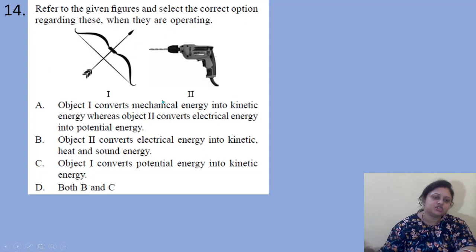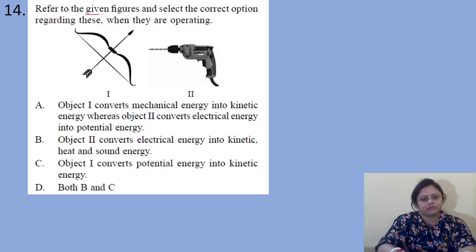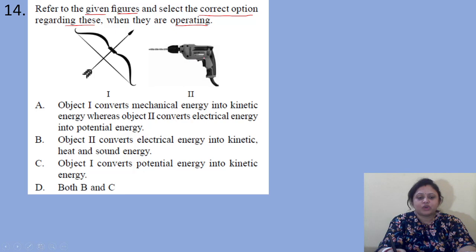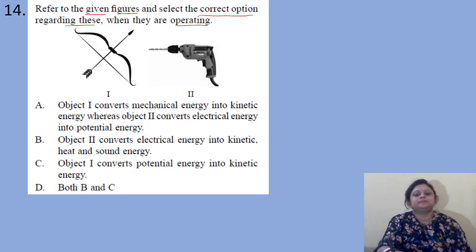Coming to the next question. Refer to the given figures and select the correct option regarding them when they are operating. So two figures, 1 and 2, are there. Options are: A, object 1 converts mechanical energy into kinetic energy, whereas object 2 converts electrical energy into potential energy. Option B, object 2 converts electrical energy into kinetic, heat and sound energy. Option C, object 1 converts potential energy into kinetic energy. D, both B and C.